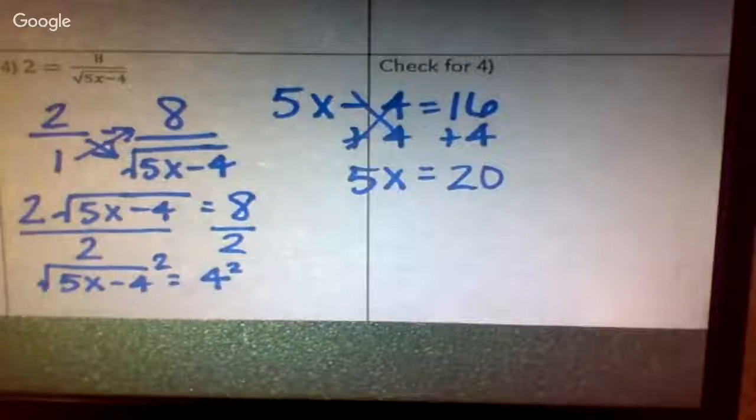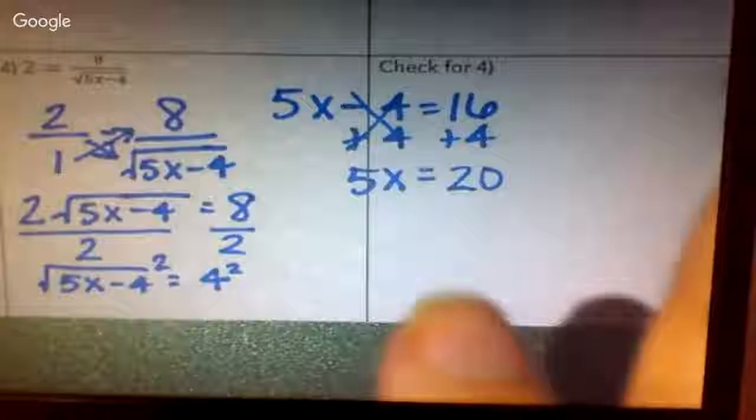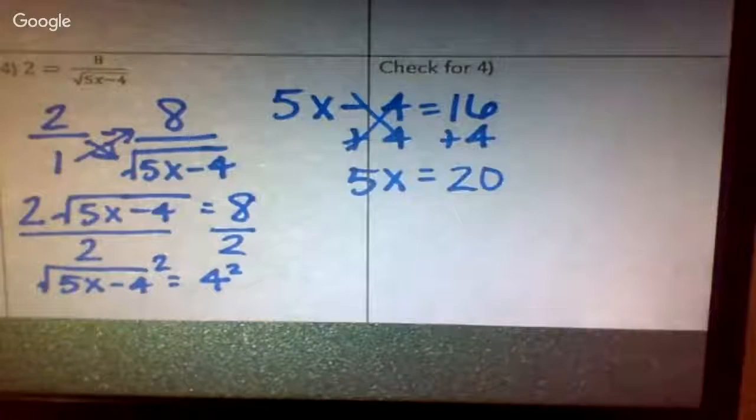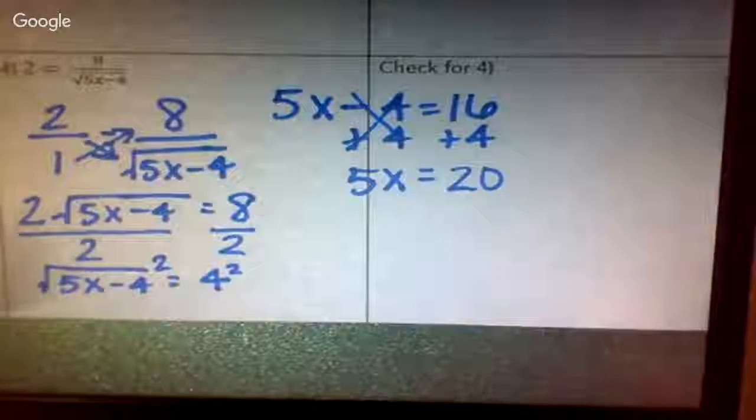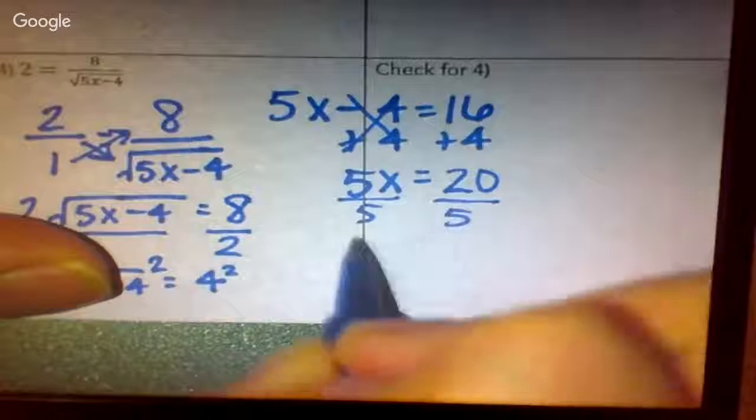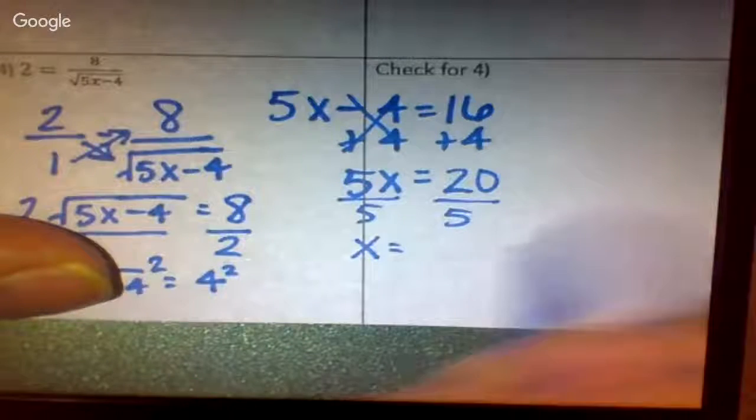What's my last step? You have 5x equals 20. How do I get x by itself? Divide. All right. So x is going to equal 4.